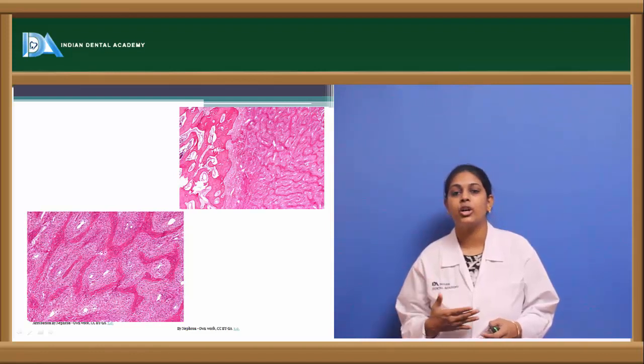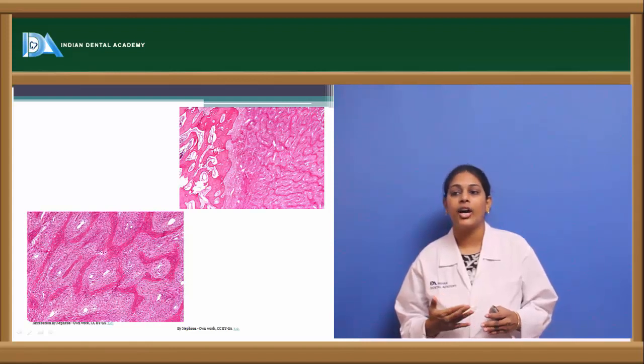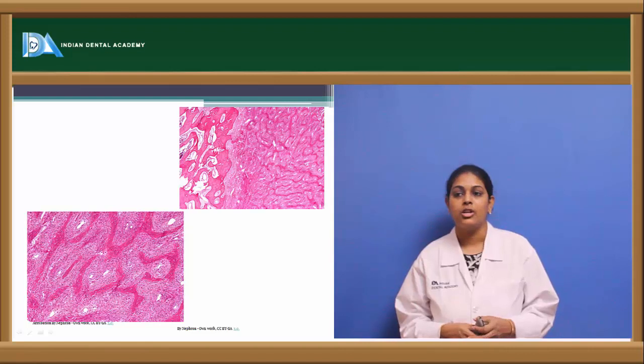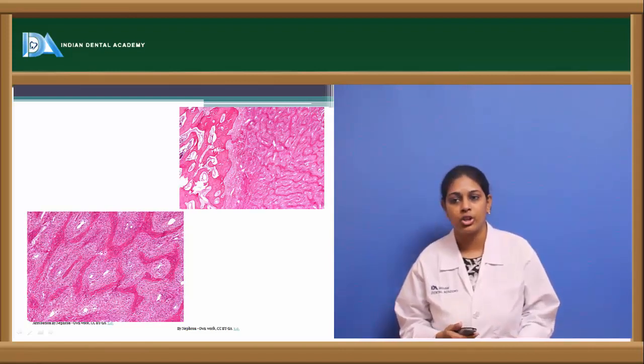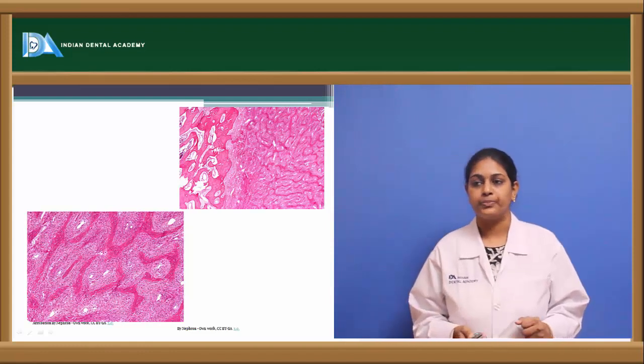This is the second picture, the lower picture, which is a high power view of the trabeculae, showing that they are interconnected, giving a Chinese letter pattern appearance. So it is one of the characteristic microscopic features of fibrous dysplasia.